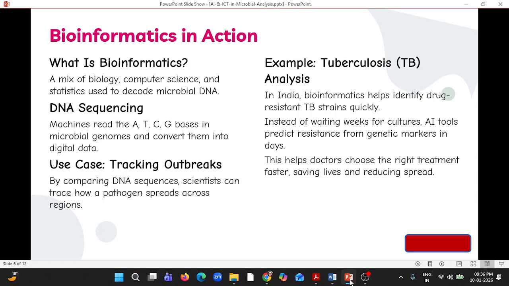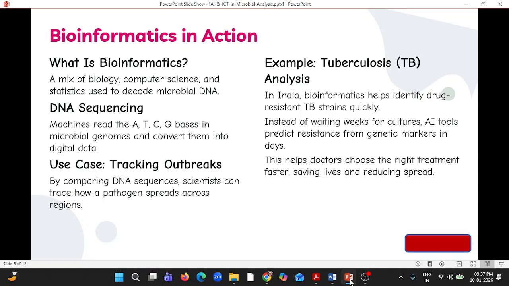Modern DNA sequencing machines read the nucleotide bases A, T, G, C in the microbial genome. These machines do not produce biological samples as output. Instead, they generate a large volume of digital data representing the genetic code of microorganisms. The raw DNA sequence is processed using bioinformatics software and algorithms.